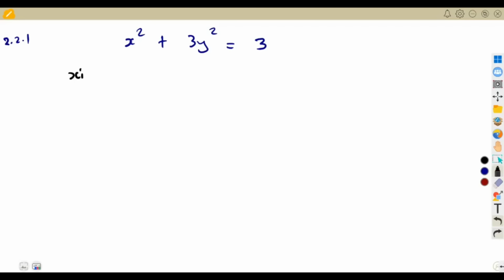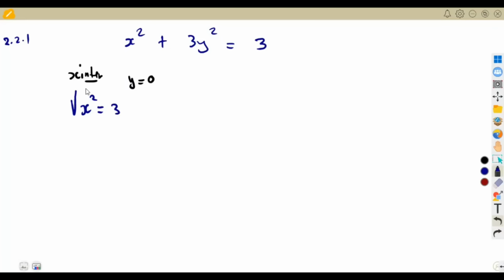As we know, for the x-intercept, it must be on a condition that y is equal to 0. So if y is equal to 0, it means we've got 0 squared times 3, which is a 0 there. So we're going to have this whole part being equal to 0, all right? So at the end, we're going to be left with x squared is equal to 3.